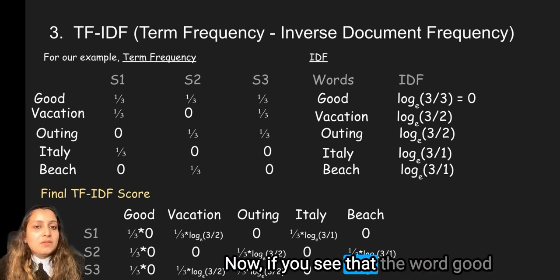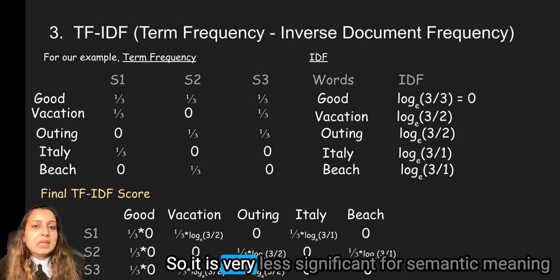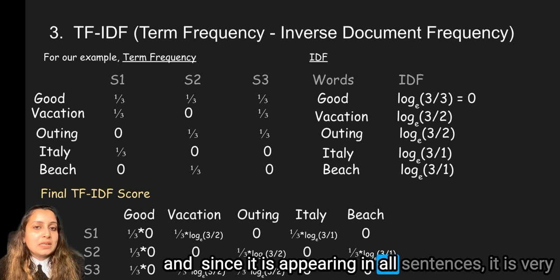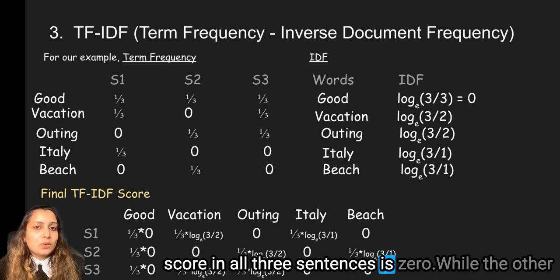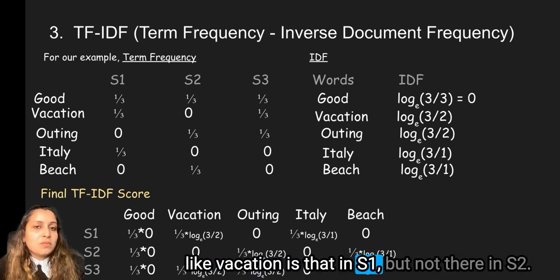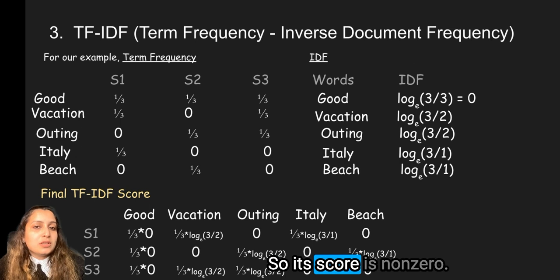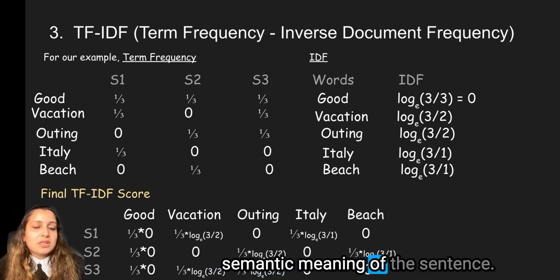Now, you can see that the word good is repeated in all 3 sentences, so it is very less significant for semantic meaning. Since it is appearing in all sentences, it is very less significant to be tracked, and hence its TF-IDF score in all 3 sentences is 0. While the other words which differentiate between these sentences, like vacation, which is there in S1 but not there in S2, have a non-zero score. So that's what you want, to retain the semantic meaning of the sentence.